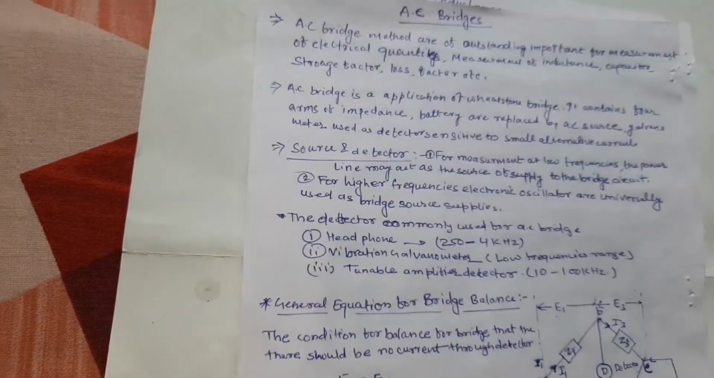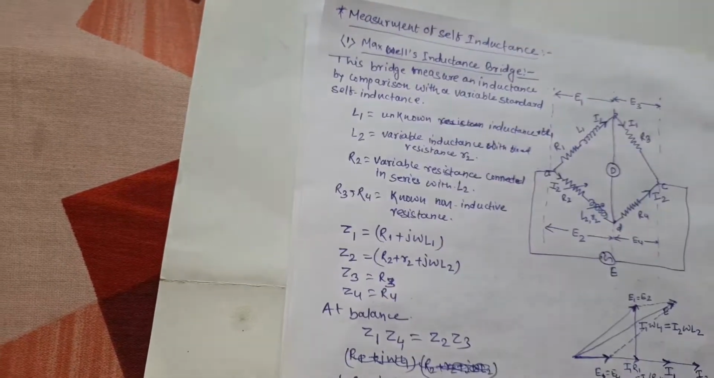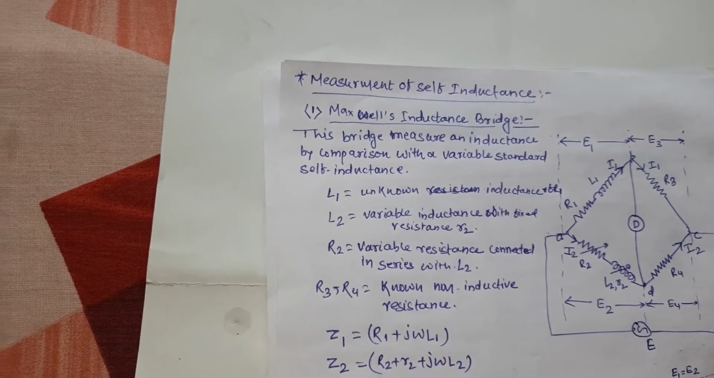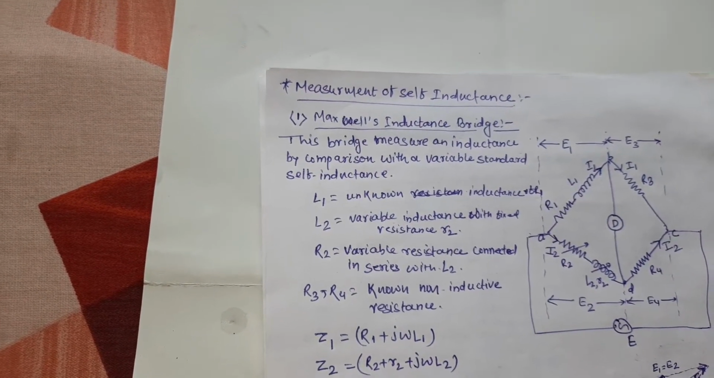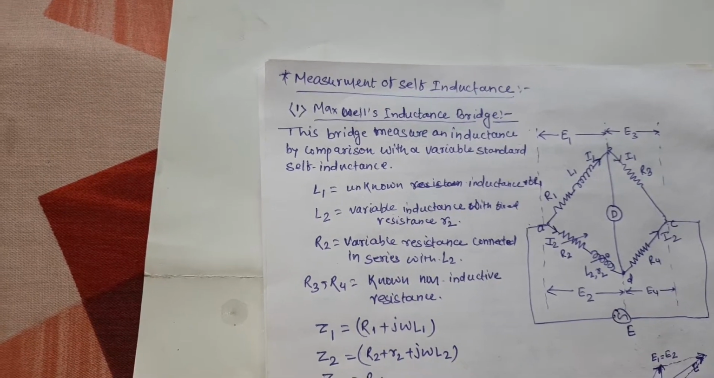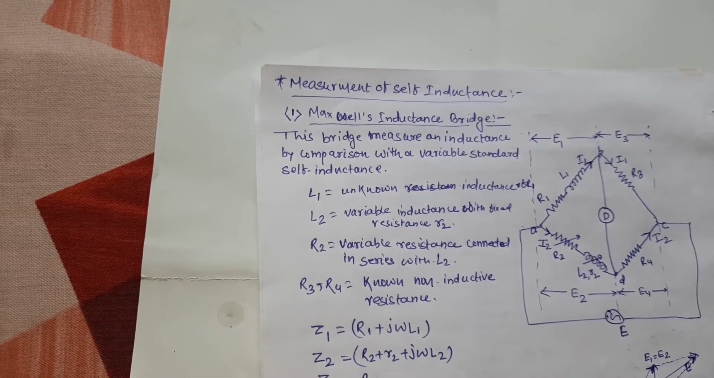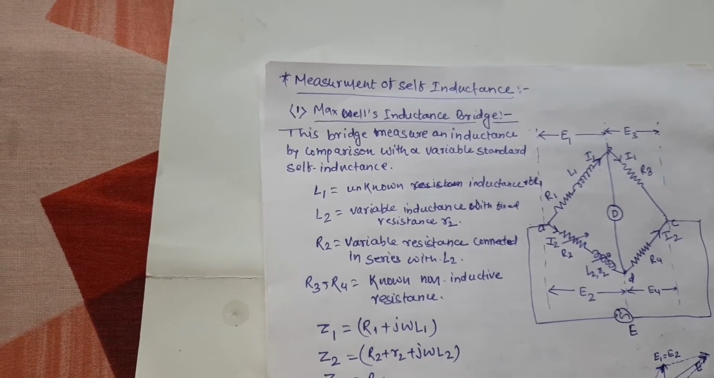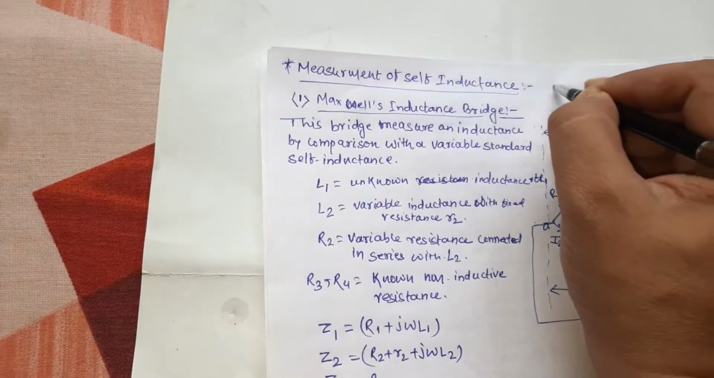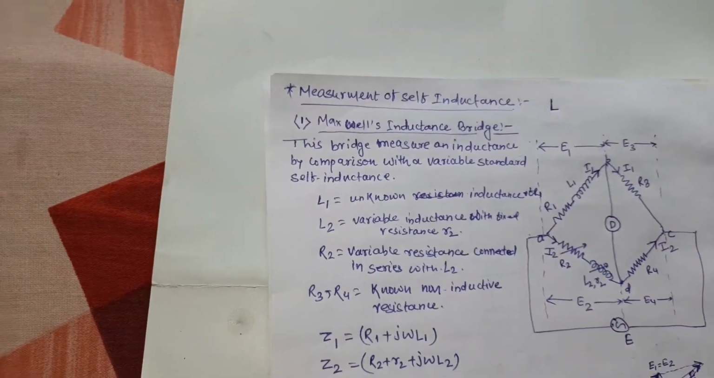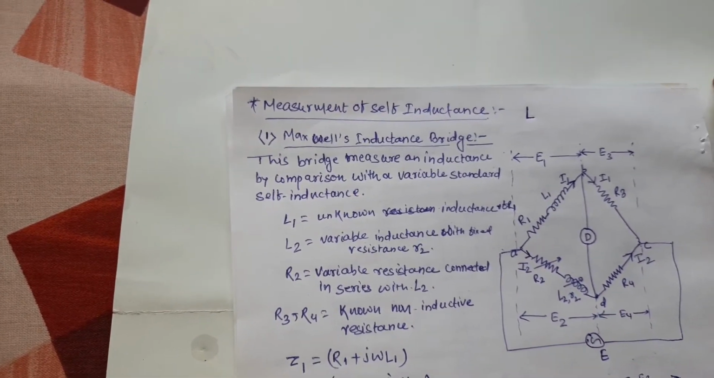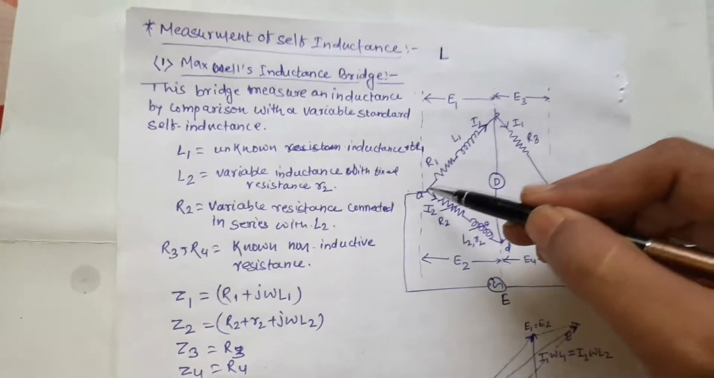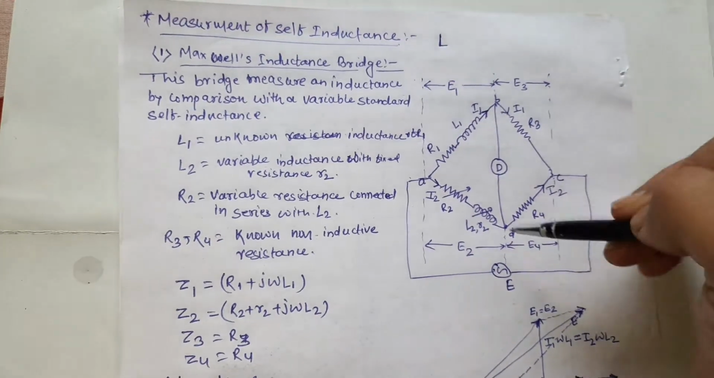So first we have to start the measurement of self inductance. For the measurement of self inductance there are 4 to 5 types of bridge used. So one by one we discuss the measurement of self inductance, that means L. So the first AC bridge is Maxwell's inductance bridge. So this is the circuit diagram of Maxwell's inductance bridge.